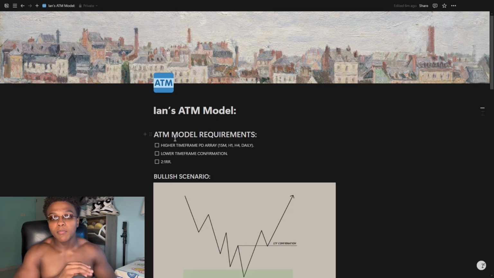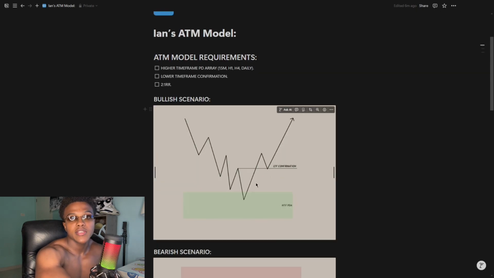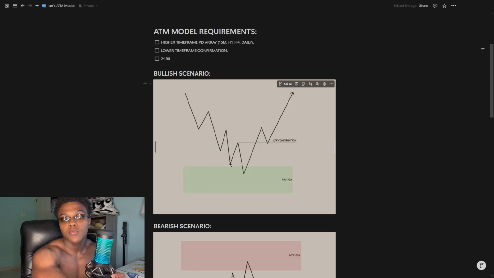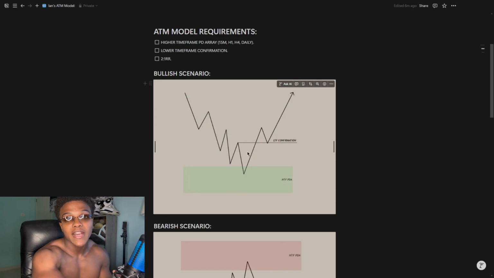But before I go into what I'm looking for on the 1-minute or 5-minute for confirmation, I'm going to show you guys an example, some trade examples. So this is, for example, a bullish scenario. We have price going lower. Again, everybody knows for price to go higher, we need to go lower first. We need to manipulate. Price goes lower, taps a higher time frame PD array.